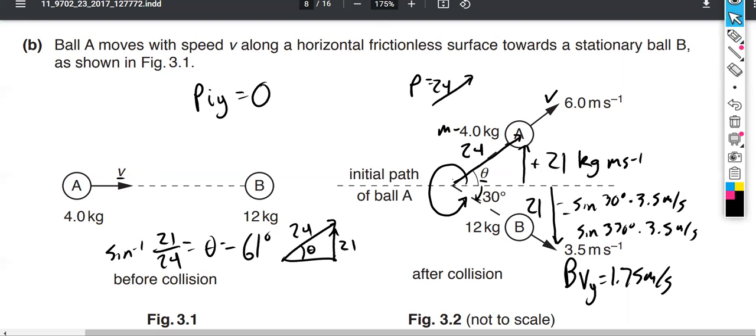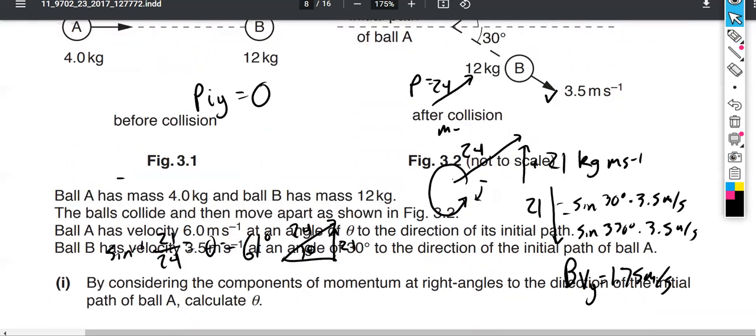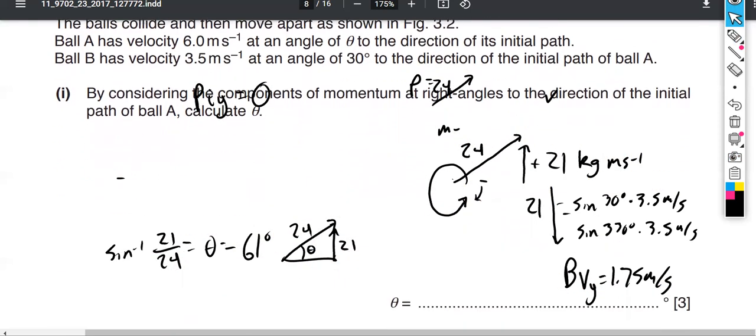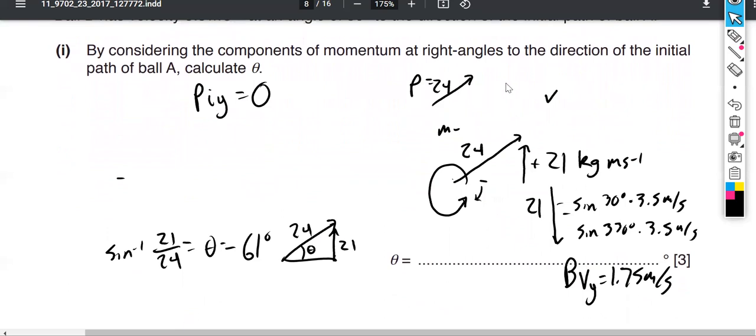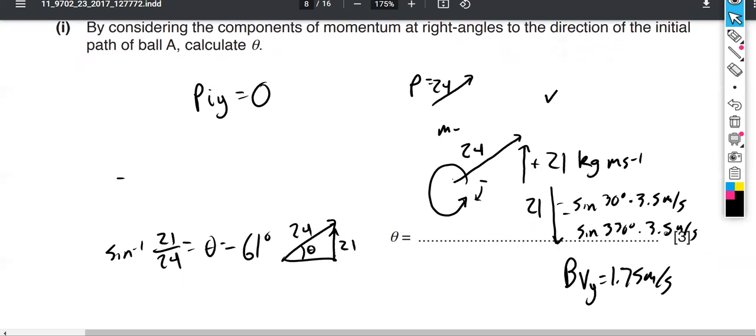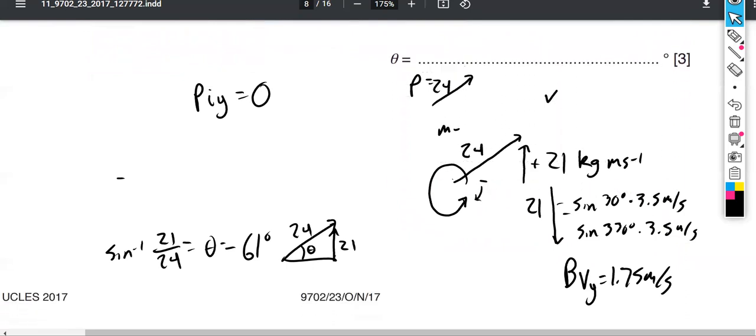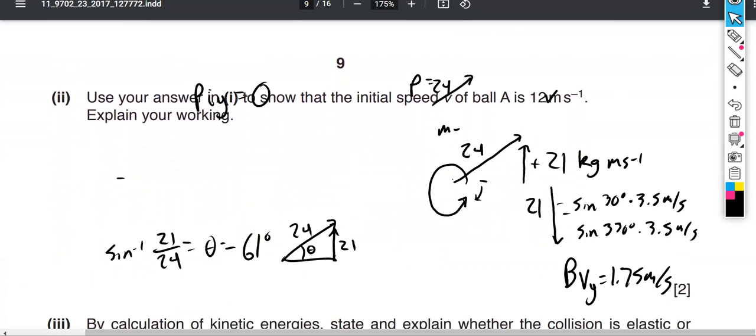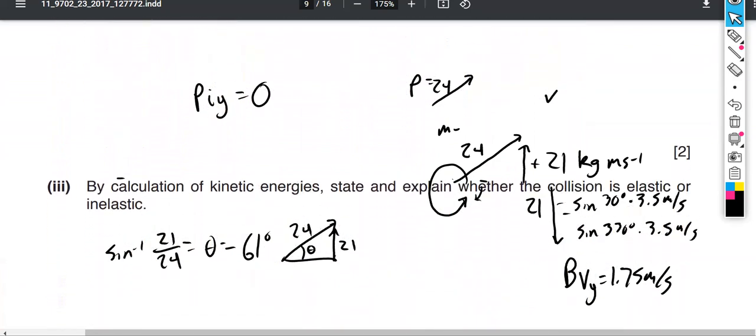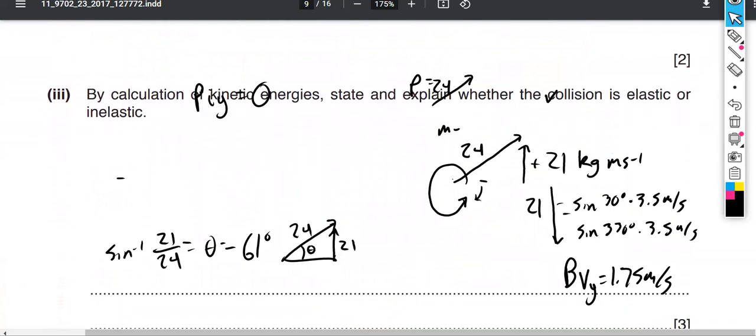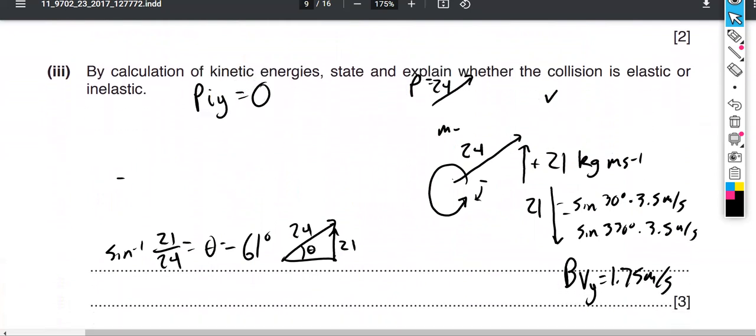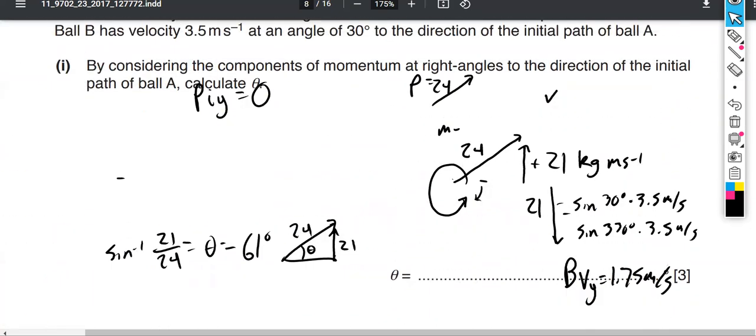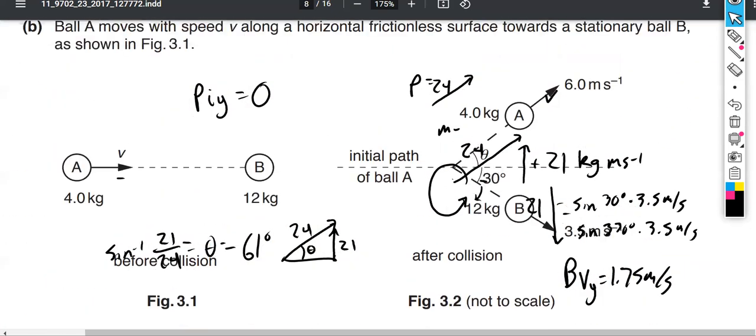So if we read on to the question paper here, I'm just going to scroll back up a moment. We calculated theta by considering the vertical components. They don't say vertical components, but it's synonymous with components of momentum at right angles to the direction of initial path. The initial path being horizontal, the right angle to it is vertical. Use your answer in one to show that the initial speed v of ball A is 12. And the final part here is by calculation of kinetic energies, state and explain whether the collision is elastic or inelastic, for a final 3 marks on this one. And so those are the remaining parts of this that we're going to consider now.